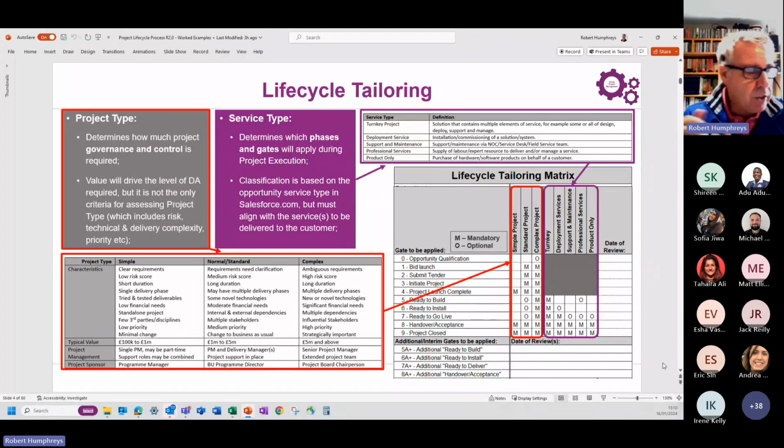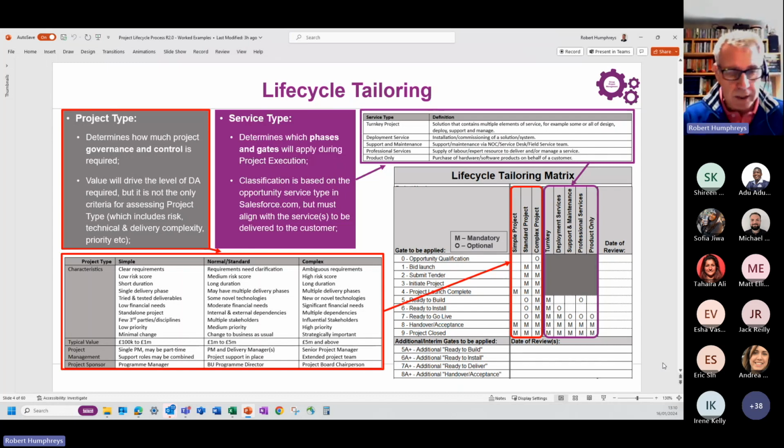But also the service type, and that's in the box in the top right hand corner. The service type will then depend on, particularly in the delivery phases, which are the delivery gates that you need to be going through. So not all phases will apply to all projects. So the turnkey project, and the service types are taken from our bidding process. So this is what goes into Salesforce right at the very start of a project. So it will be bid, and all of the activities that happen will be based on the service type that we're looking to deliver as part of that opportunity.